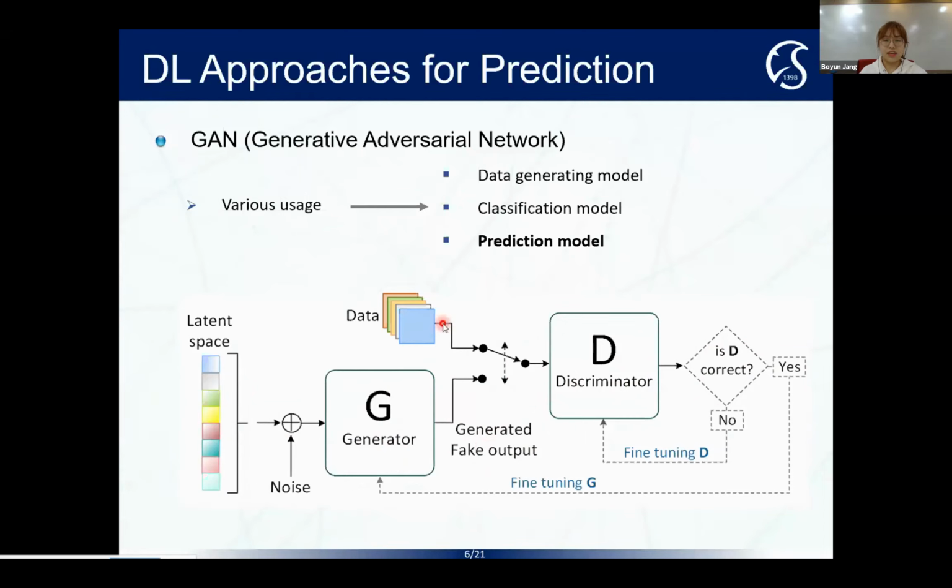Usually, GAN is used as the data generating model because of the ability of generator to make realistic fake output. However, the GAN can be used in other domains. For example, discriminator will obtain high classification ability, and by using discriminator as a classification model, it can have high performance for classification like intrusion detection systems. Also, if an RNN-based model is used in the generator, then generator can be used as a prediction model.